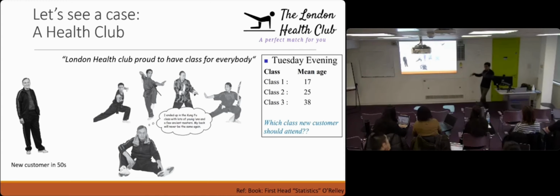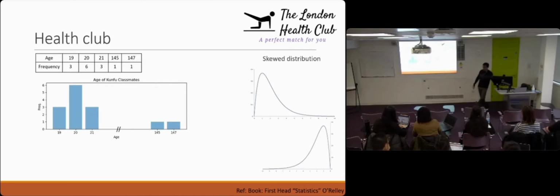What we can do? Let's see how the distribution looks like. The distribution looks like actually this. So there are 3, 19, 6, 20, 21, 3, and there are 2. It's a hypothetical edge case, of course, just to make a point. But these are the Kung Fu masters, and let's assume that they can live that long. So he ended up in a class because the average is somewhere here, the mean, which is right. So what should the club do to fix this kind of problem?